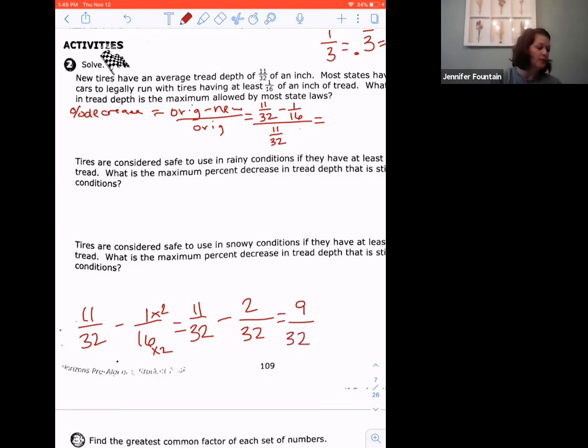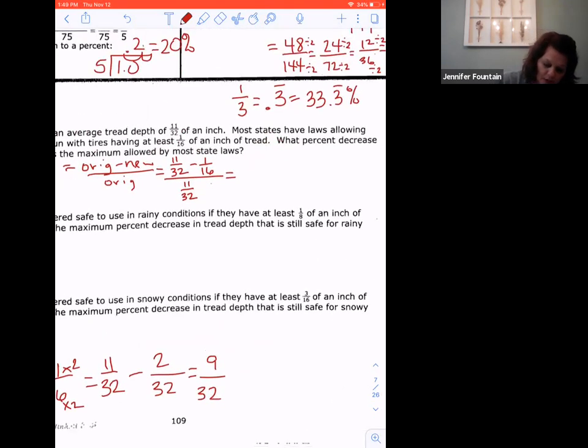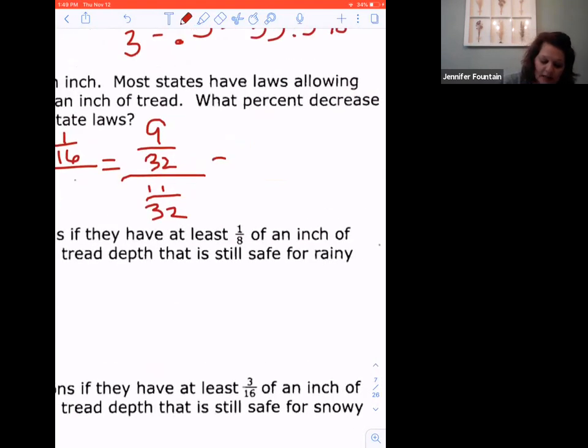Okay. So now I've got 9 over 32 over 11 over 32. Again, I'm kind of uncomfortable. I've got a fraction divided by a fraction. So I'm going to change that to where it makes me feel a little more comfortable, where I have 9 over 32 divided by 11 over 32.